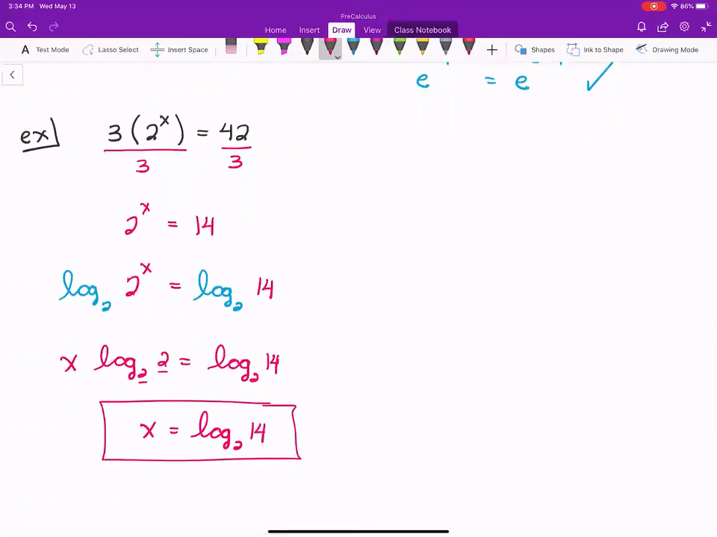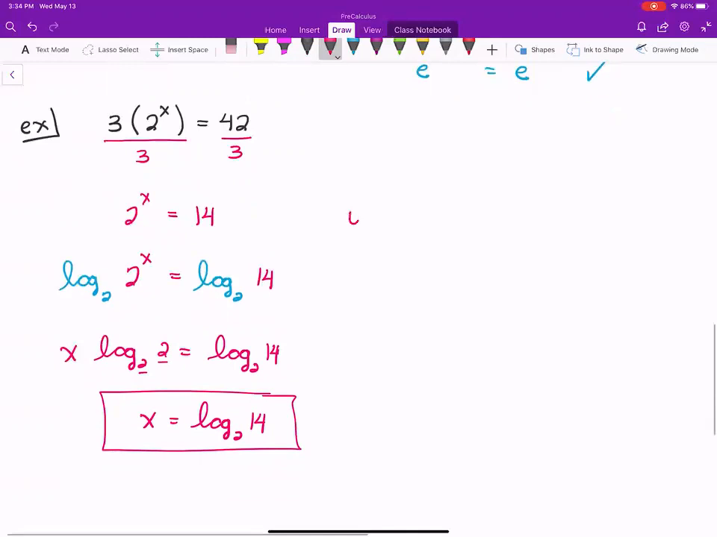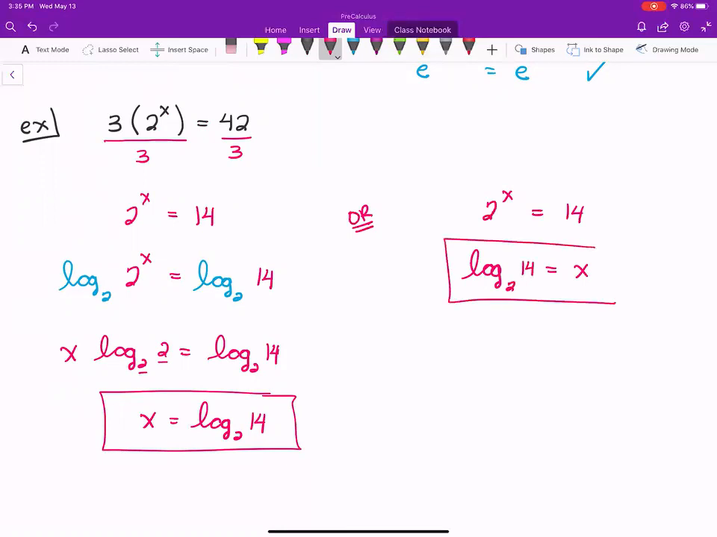The other way you could have done it, instead of taking the log of both sides, right here, when I had 2 to the x equals 14, you could just say, hey, Miss Griffith, you always say a log is an exponent, a base is always a base. So I agree, a log is always equal to whatever the exponent is, and the base is always the base, and then you go straight to the answer when you do that. Again, totally up to you.